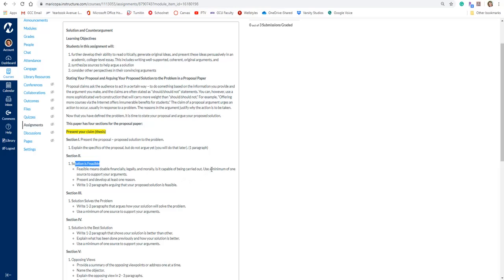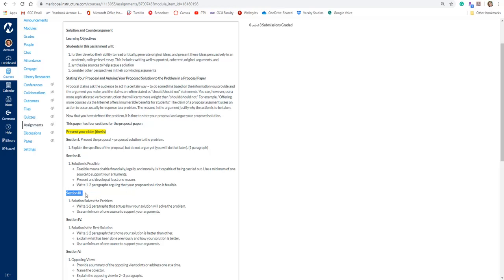You do need to use a minimum of one source to support your arguments as you are presenting this portion of your paper. Now, I'm saying one paragraph, but it may be necessary for you to create 2 paragraphs to determine the feasibility of this part of the paper. So write what's appropriate for what your paper is discussing.